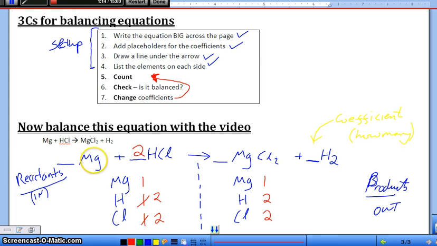1 magnesium goes in, 1 magnesium comes out. 2 hydrogens go in, 2 go out. 2 chlorides go in, 2 chlorides come out. The reactants going in equal the products coming out. We got out what we put in.